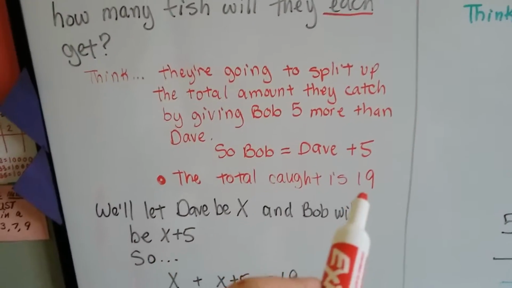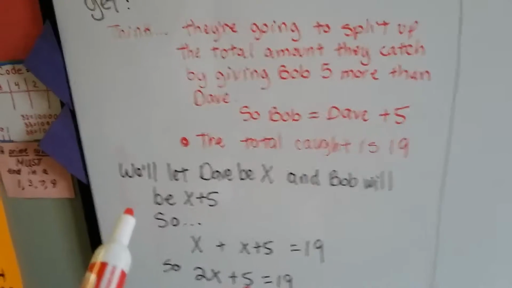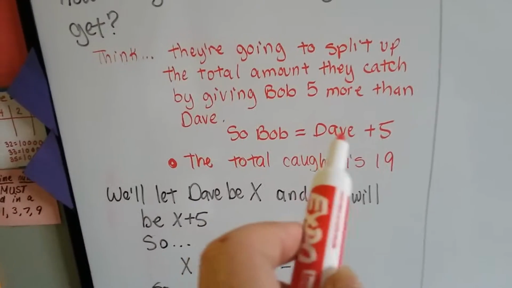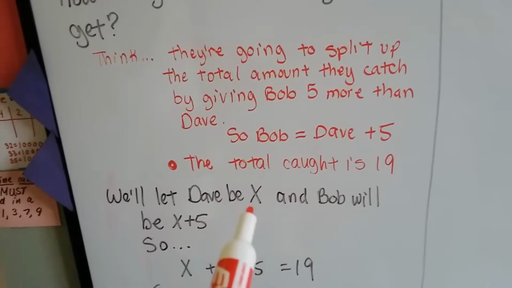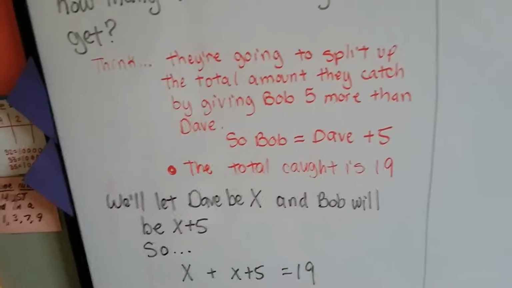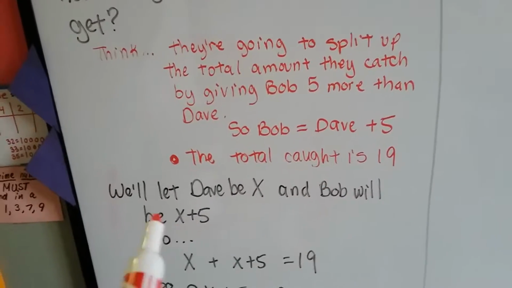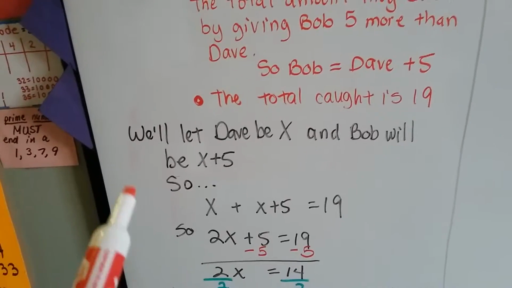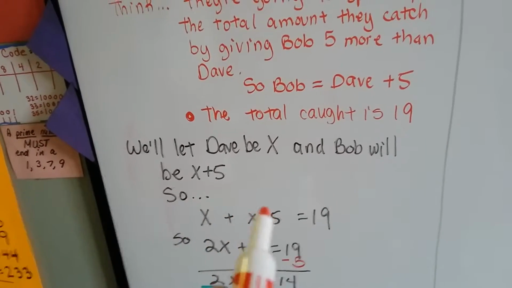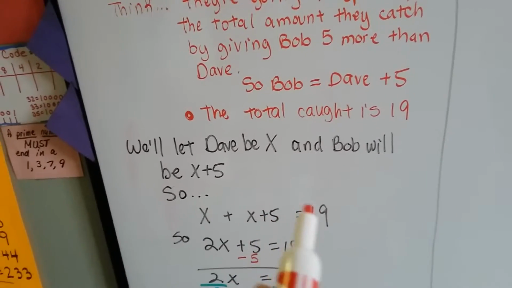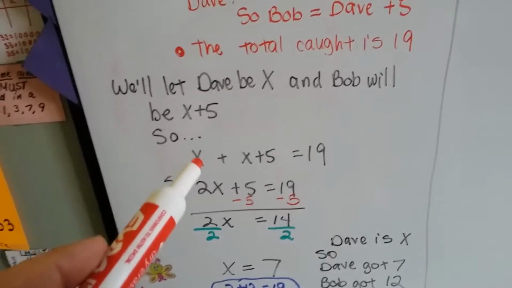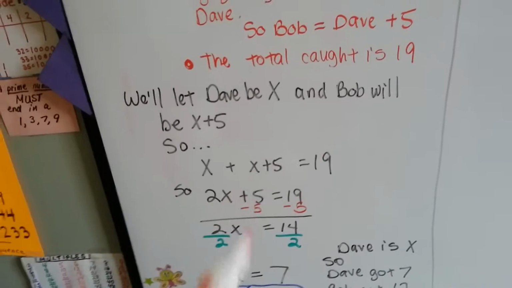If the total caught is 19, let's figure this out. We'll let Dave, the guy without the boat, be x. And Bob will be x plus 5. See? Just like Dave plus 5, he's x plus 5. So we have x as one guy and x plus 5 as the other guy, and it equals 19. So what we really have is 2x plus 5.